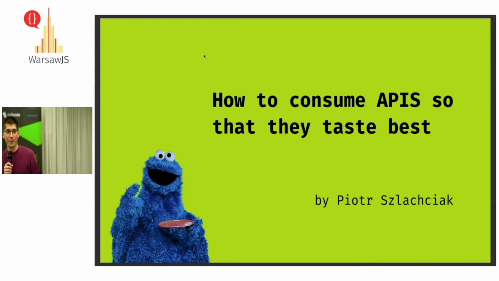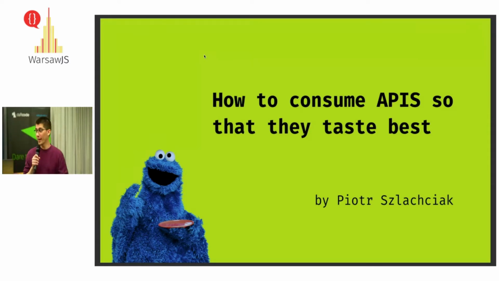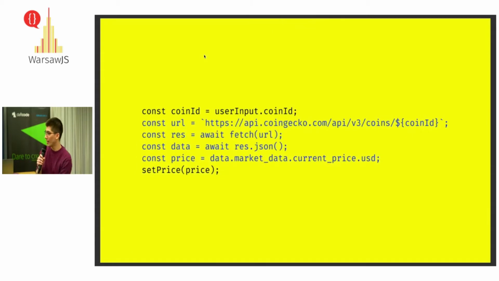Anyway, I've decided to give you the big takeaway of the entire presentation at the very start. So here's the first slide. And I'm going to tell you what is there because you probably can't see. The first line says get the user input, then create the URL, then fetch the URL, get the data, get the price from the data, and set the price. Can anybody tell me what's wrong with the code?